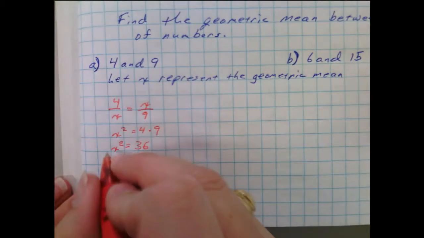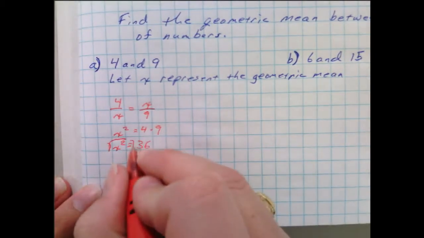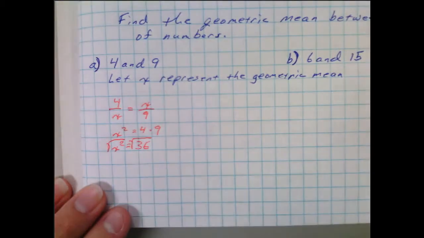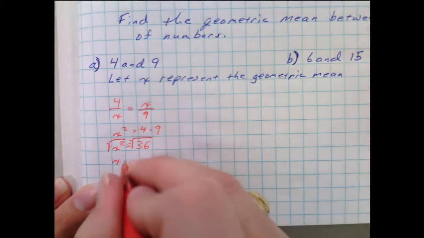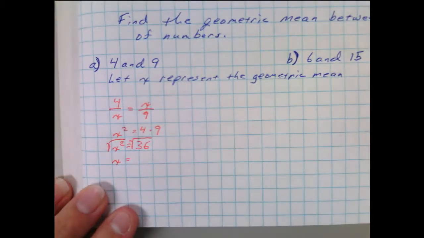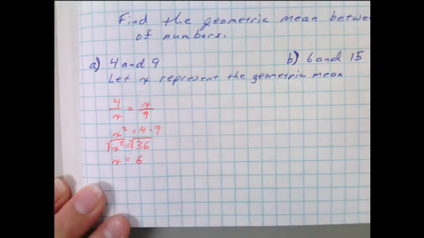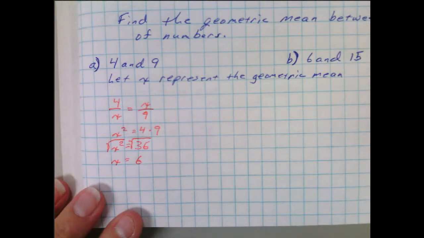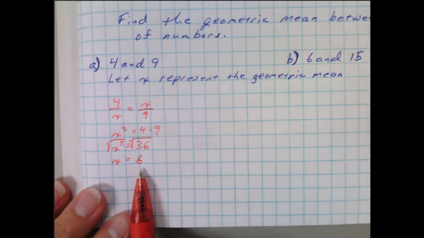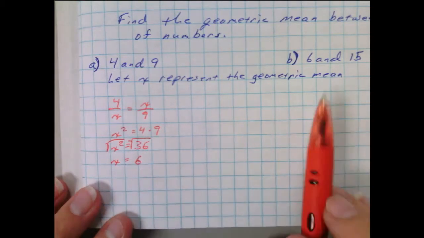And then we're going to be taking the square root of both sides. So we end up with x equals the square root of 36, which is 6. And we say the positive because anytime you do a square root, it could be positive or negative. We only want the positive number. Okay? Let's do another one.